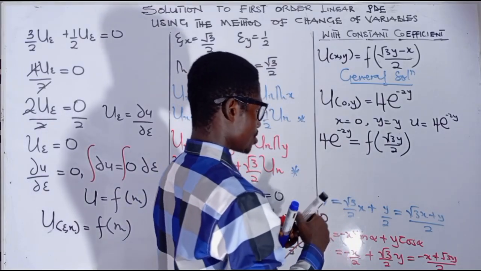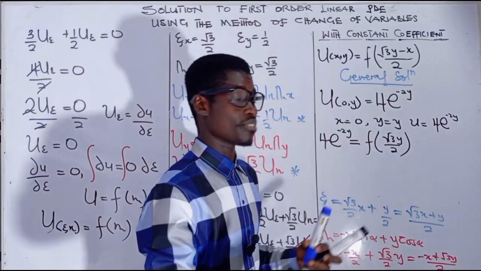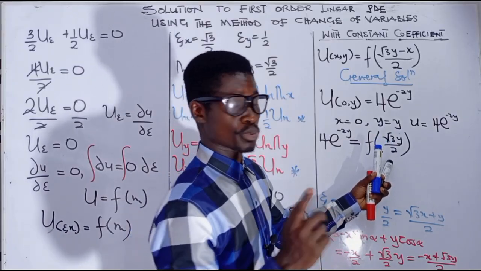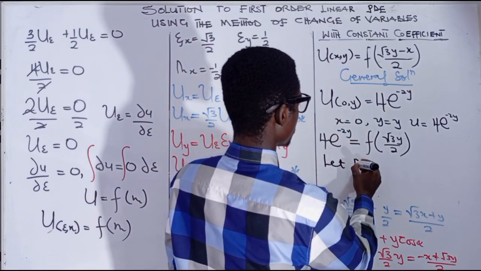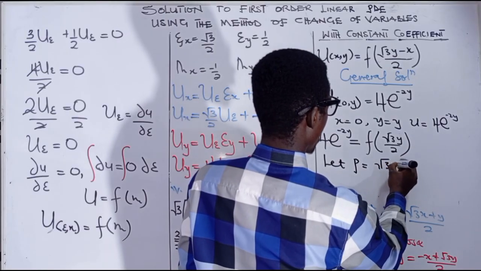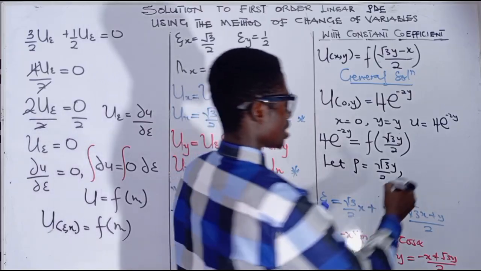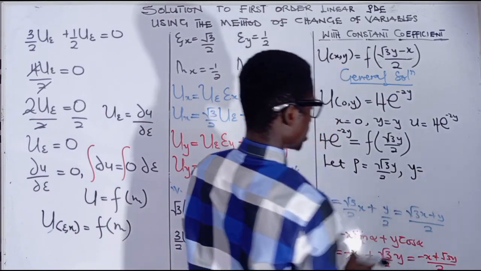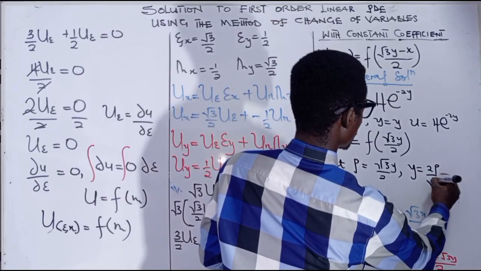So what we are going to do is let any variable at all represent what is in the function. So let the variable p represent what is in the function, which is root 3y all over 2. Then from here we make y the subject. So you can say that y is equal to 2p all over root of 3.